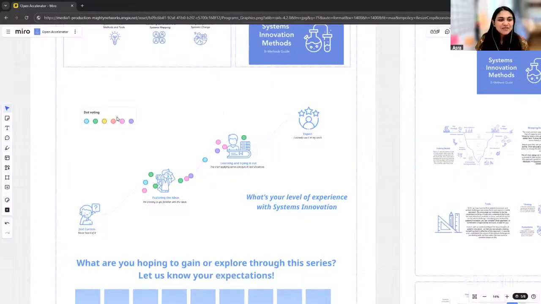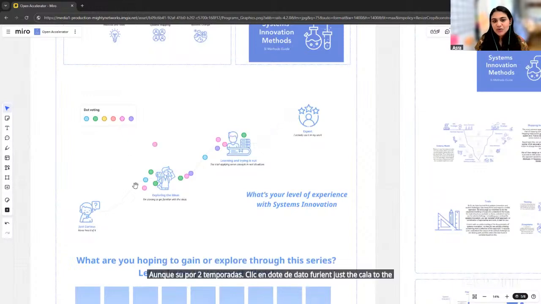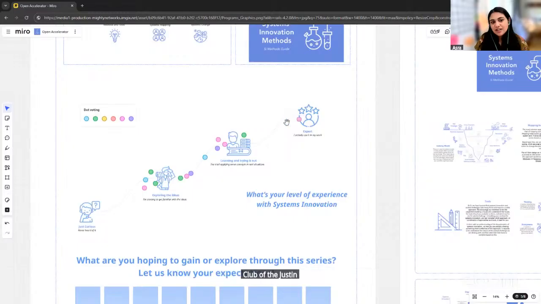Okay, so for this one here, it's quite simple. You can just click on a dot there that's of your interest, the color that you like, and then just drag it to any part of the curve that you think your profile suits. Like I think that I'm here on the third stage, so I just put myself there.